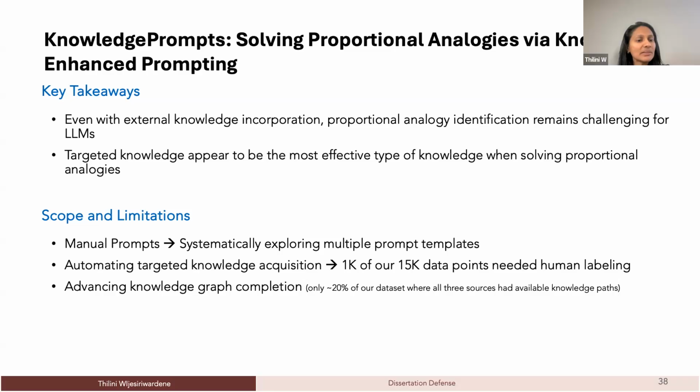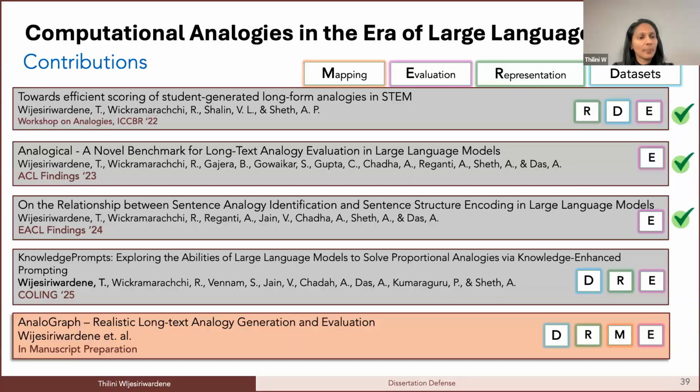But then graph completion, because we saw that only 20% of the data points in our data set had knowledge from all the three sources. So this is a problem with graph completion. That is a limitation that we have for our work, getting the knowledge.